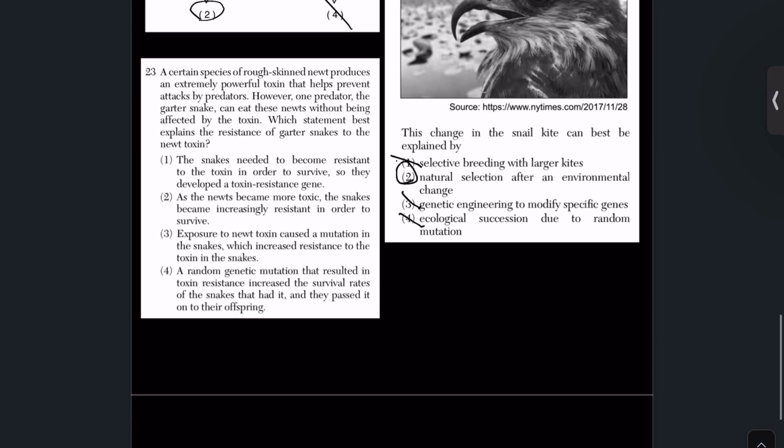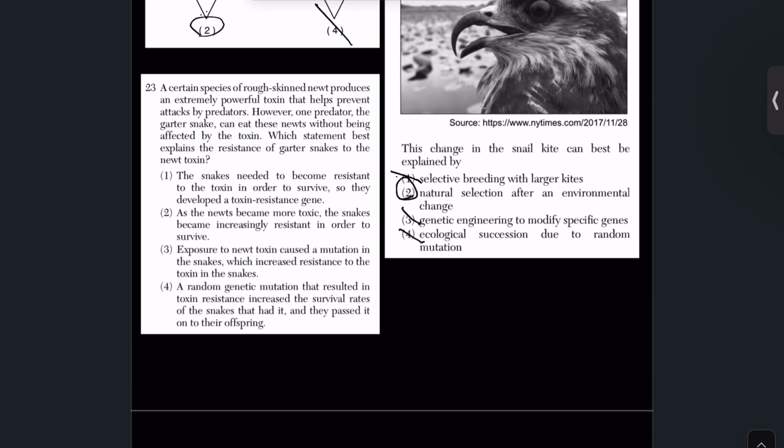Okay, now we have one last question. Number 23. A certain species of rough-skinned newt produces an extremely powerful toxin that helps prevent attacks by predators. However, one predator, the garter snake, can eat these newts without being affected by the toxin. Which statement best explains the resistance of garter snakes to the newt toxin?